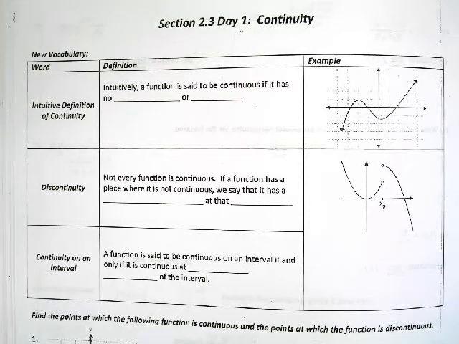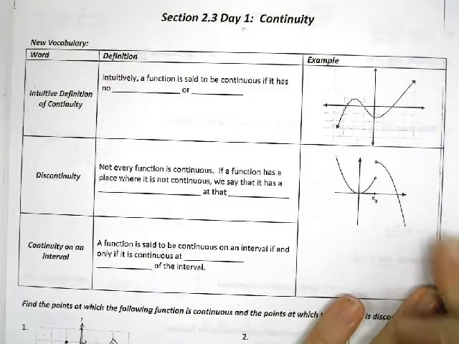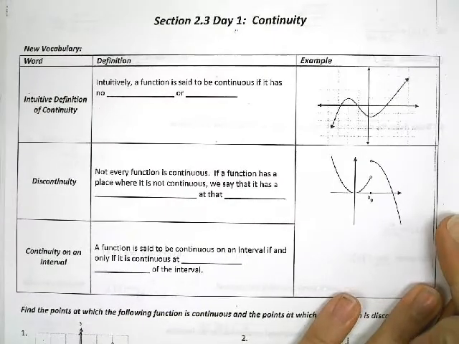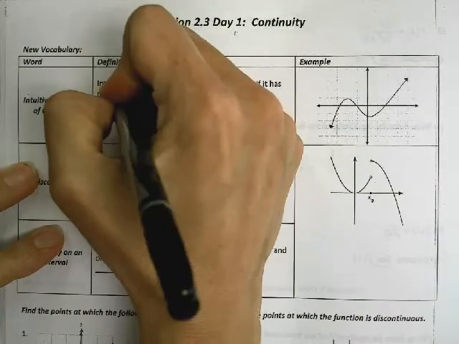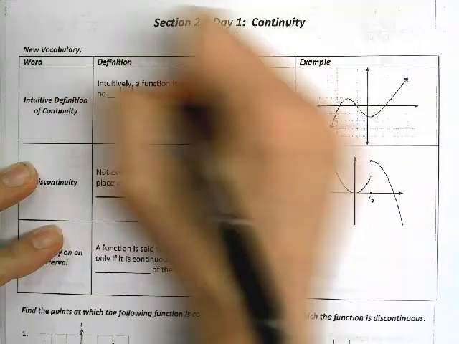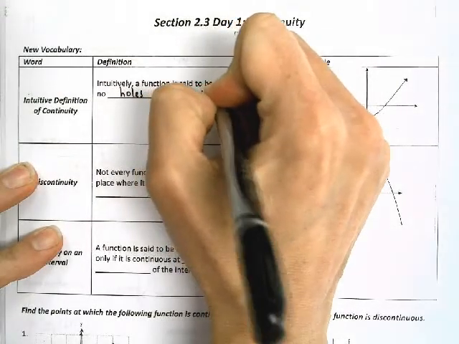Today we're going to be focusing on a topic or concept called continuity. And so really we're going to be taking this idea of limits that we've been working with and extend it to this idea of continuity. Okay, so intuitively a function is said to be continuous if it has no holes or jumps.